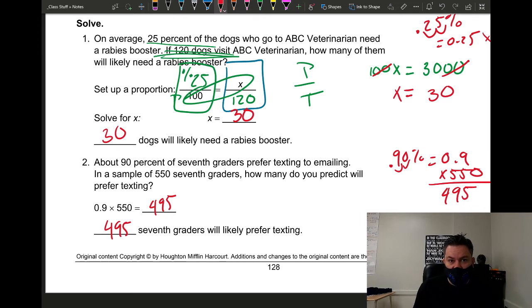Now, can it be 490? Yes, it can be 490. Can it be 500? Yes, it can be 500. Because we're predicting on an experiment. If you actually go ask every single 7th grader, you might get a little less, a little bit more. But around 495, that's an accurate number. Okay? So again, I like better to convert percent to decimal and multiply. Although the butterfly or cross products on number 1 is the same thing for me as well.